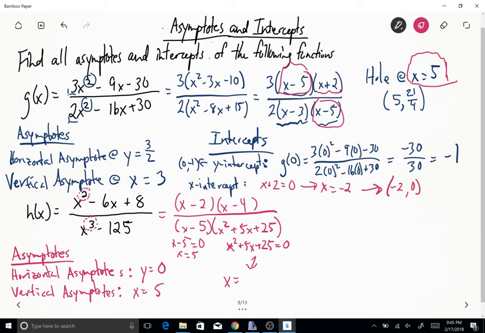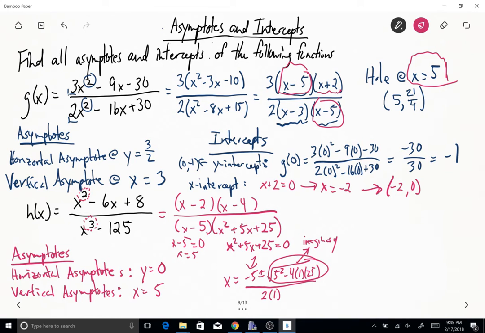Now, we have to check and see, can this part be equal to 0? And so we need our quadratic formula in that case. So it goes negative b, so negative 5 plus or minus the square root of 5 squared minus 4 times 1 times 25, all over 2 times 1. But notice that this would produce an imaginary number, because 25 minus 100 is negative 75. So that means there's no solution in this case.